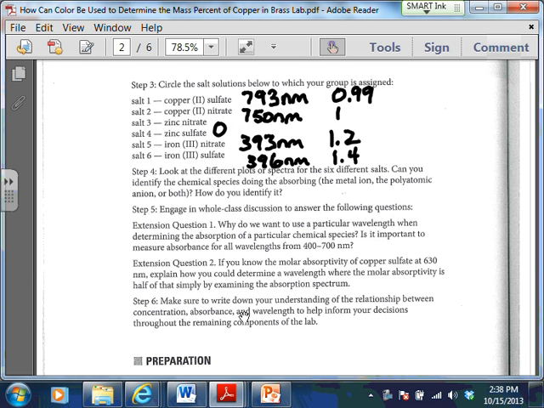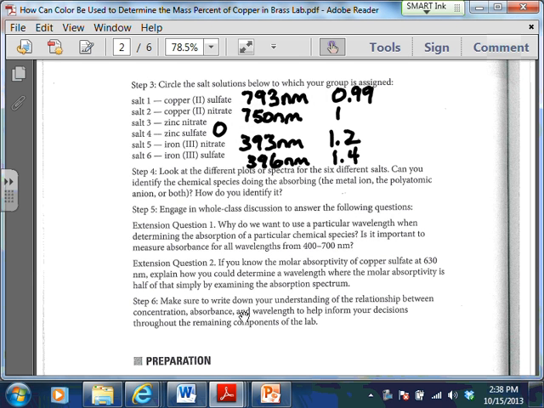Is it important to measure absorbance for all wavelengths from 400 to 700? They told us in the lab to measure from 400 to 700, which we essentially did, but you had a nice computer program that did it all for you at once, right? So you got a graph and could see the data from 400 to 700. So the question is, why is it even important to know where the maximum absorption is?